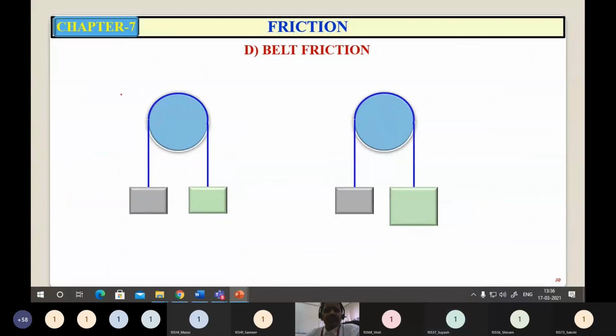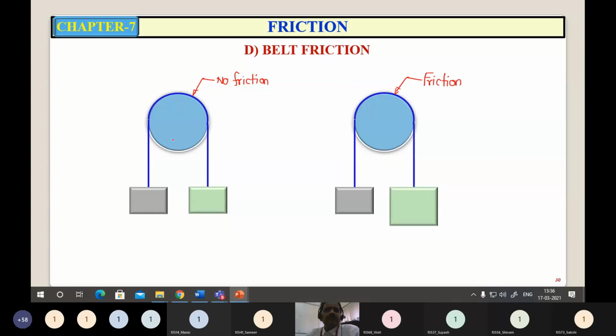See, here there are 2 figures. So in the first figure, let us assume that there is no friction between the belt and the drum. Whereas in the second figure, there is a friction between the belt and the drum.